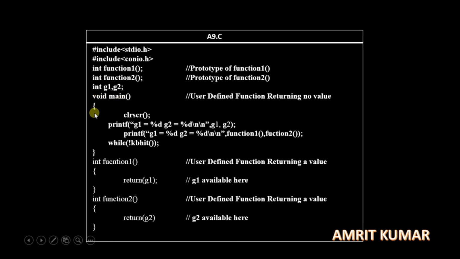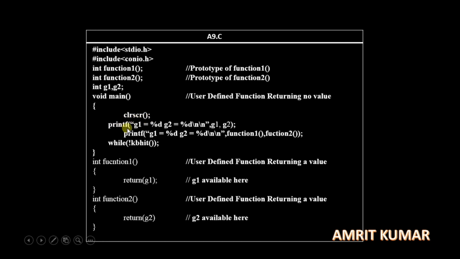After that, I have used the main function whose return type is void. Then I have opened the curly braces. In that, I have used the clrscr function whose work is to clear whatever is written on the screen, meaning on the monitor of the C language. So whatever is written there before the execution of the program will be cleared by the clrscr function.